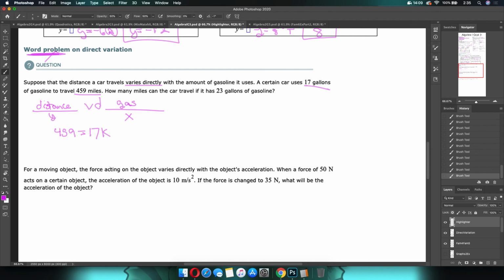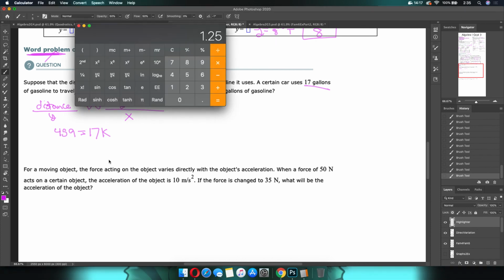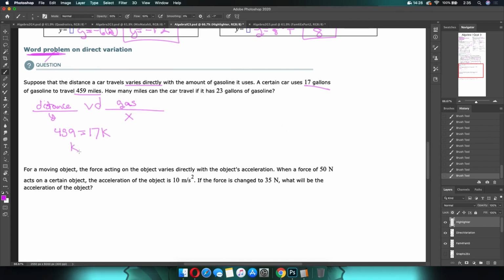This particular problem is done in 2 parts. Now, I'm good, but I'm not that good. I have a guess, but I want to see what 459 divided by 17 is. 459 divided by 17 is 20... Whoa, I wasn't even close. 27. So K equals 27.